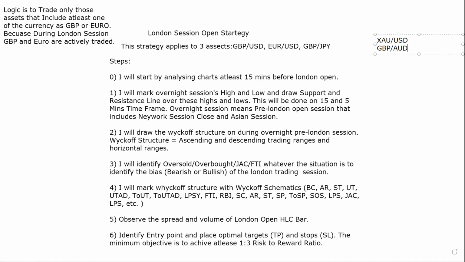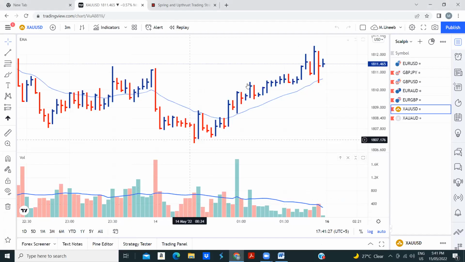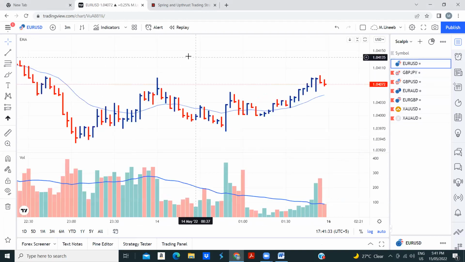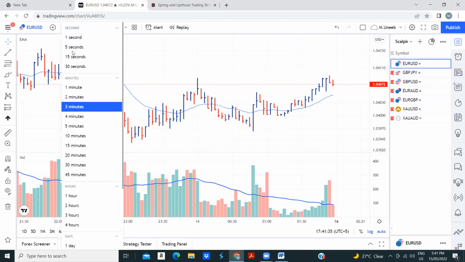Okay, so I hope everything is clear now. So we will start by looking at the London session. I will start on another chart, at least the 15-minute. I will go to the chart here and follow it step by step. Okay. Let me show you. Let's suppose EUR/USD. Now I go to the 15-minute chart.